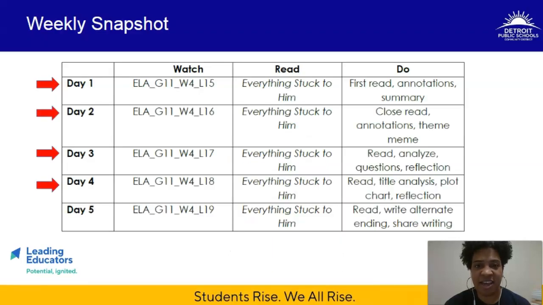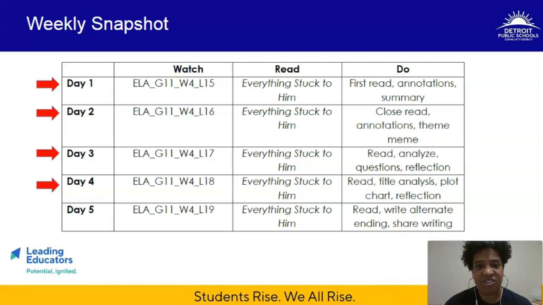Let's look at what you've accomplished so far this week. You've done a first read, annotations, and summary. You've done a close read, annotations, and identified the theme. You've created a meme or an image to reflect that theme. You've done some reading and analysis in response to questions. You've done some reflection. You've also looked at and evaluated the overall meaning of the title, charted the plot of the internal story, and done a reflection. That's a tall order, but you did it. All right, congratulations on that.